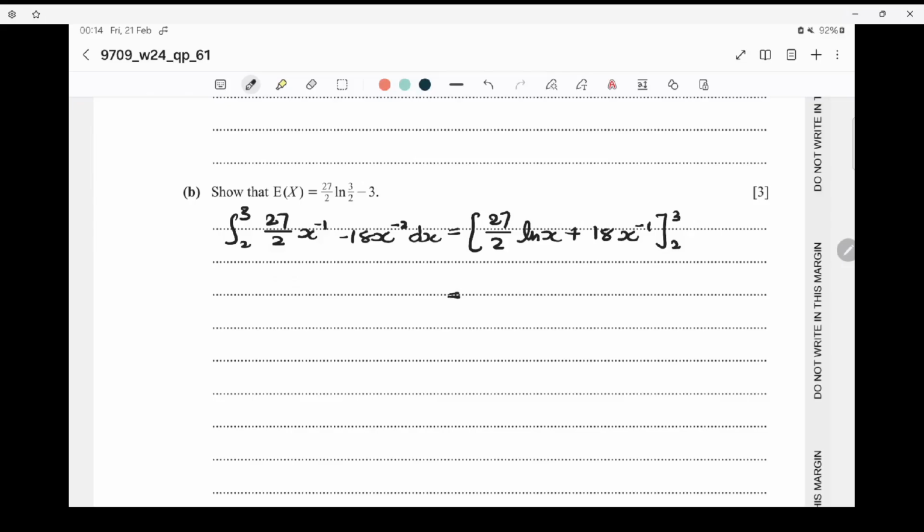So this will become 27 over 2 ln 3 plus 6 minus 27 over 2 ln 2 minus 9. So you can just group the ln 3 and ln 2 together by division because of the minus sign. So in the end you have 27 over 2 ln 3 over 2 minus 3.